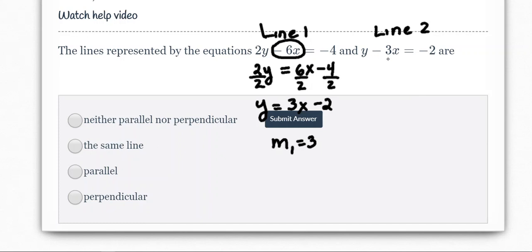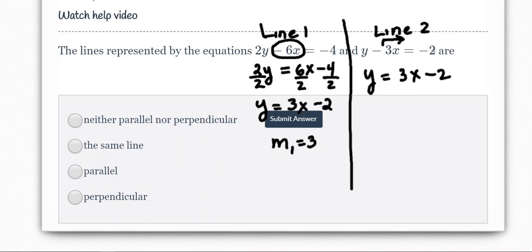Then we look at this one. Put a little division line right here. We're going to move this y minus 3x to the other side. It's going to be y equals positive 3x minus 2. This is already on the right-hand side, so we don't need to move it. It just stays on the right-hand side. And we don't need to divide by anything because it's already an understood 1 right here. So this tells us that the second slope is 3. Here your y-intercept is -2, and here your y-intercept is -2.